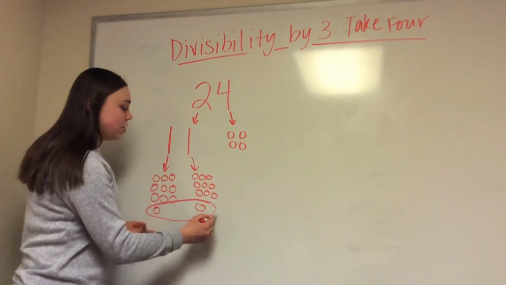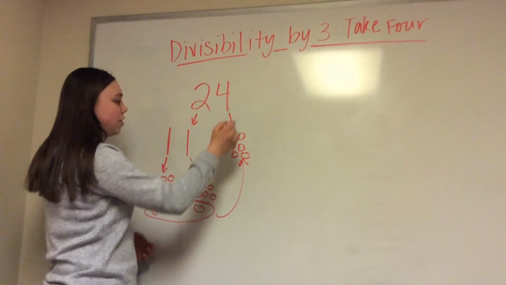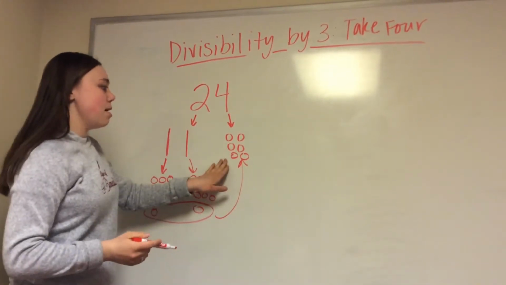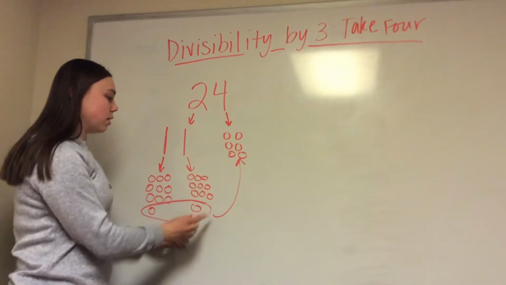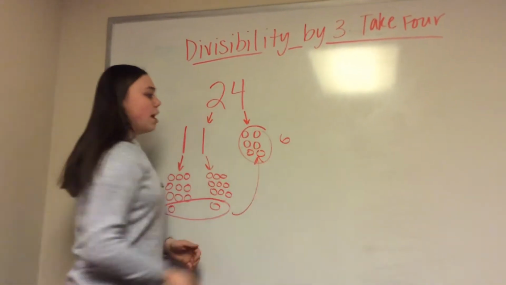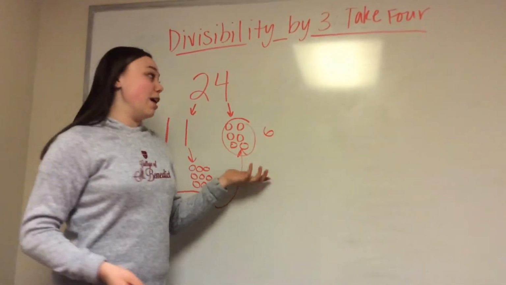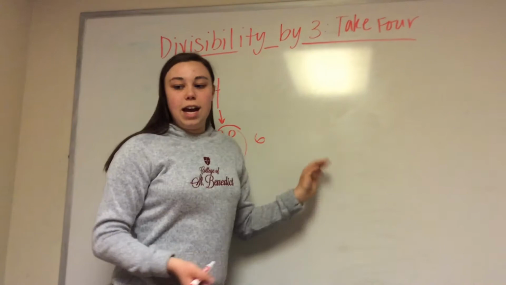And then I'm going to take these 2 that are left over, and I'm going to add them to these 4 that we originally had. So that's going to be the same as adding these digits together. So I took these 2 singles that were left over and add them to the 4, and that gives us 6. And we know that 6 is going to be divisible by 3, so we know that 24 is divisible by 3. So now let's look at another example.